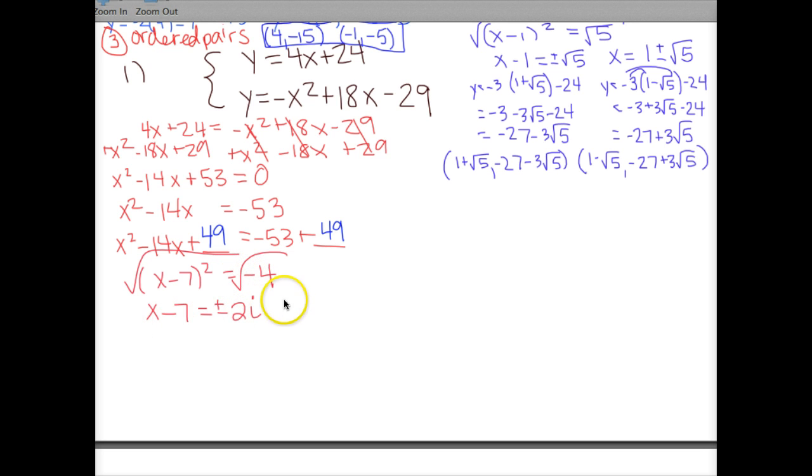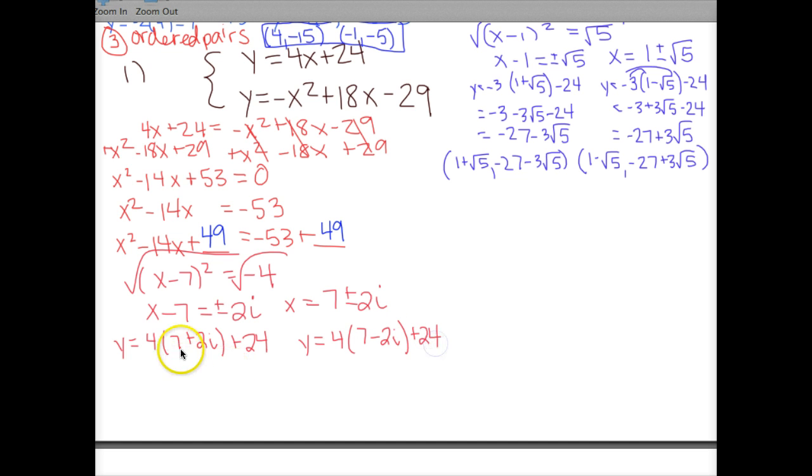So then add the 7. I get x equals 7 plus or minus 2i. Again, remember that these are separate solutions. So when I go to plug them into the linear, I plug in the plus once, so 4 times 7 plus 2i plus 24. And then I do the same for the minus. 4 times 7 minus 2i plus 24 as well.